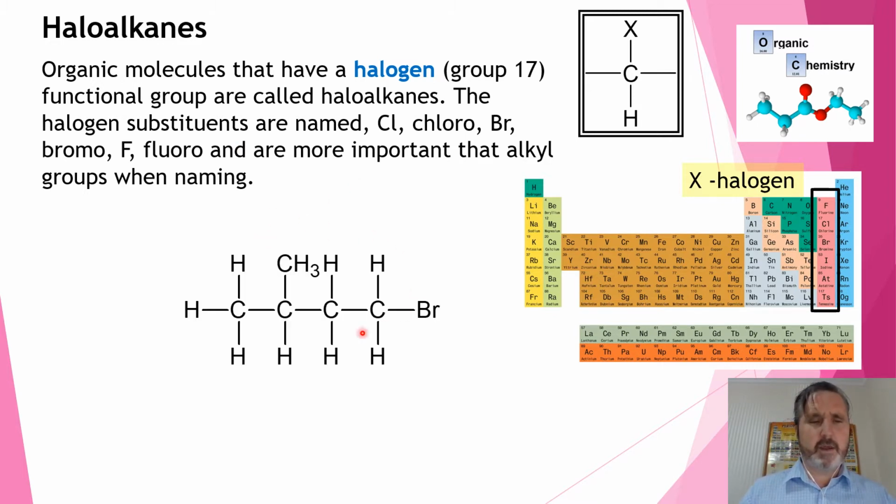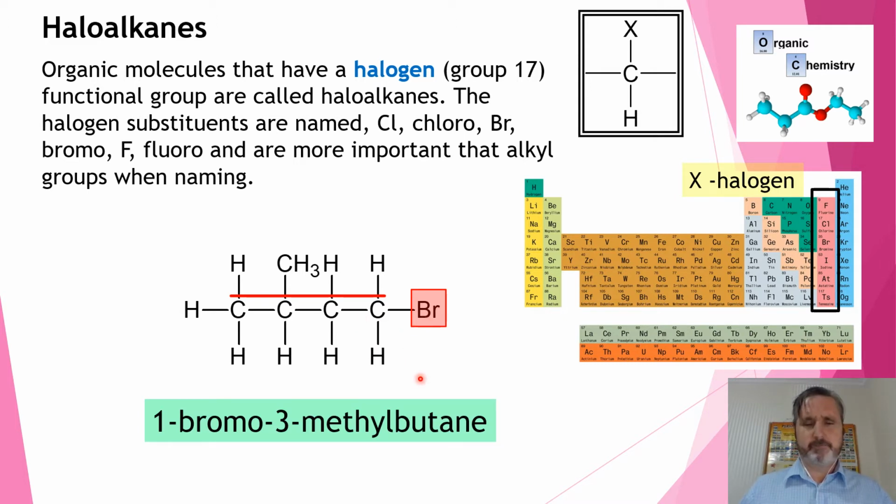So here's an example. We know that the bromine takes precedence over the methyl group. So when we name this, we get the longest chain, and we would start the numbering from the bromo, or from the bromine. 1, 2, 3, 4, so it would be 3 methyl. We'd name the bromine first to put it in alphabetical order, so it would be 1-bromo-3-methylbutane, and there we go. Okay, so that's haloalkanes.